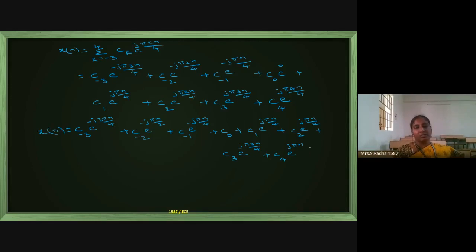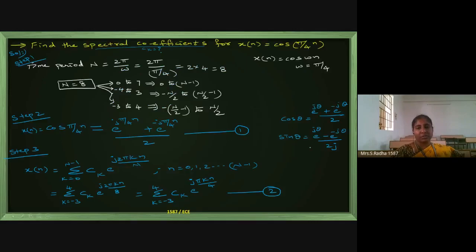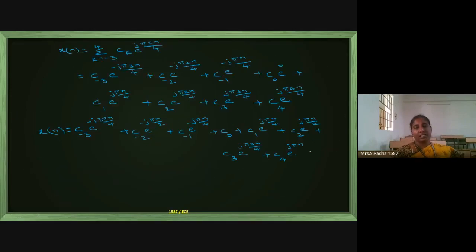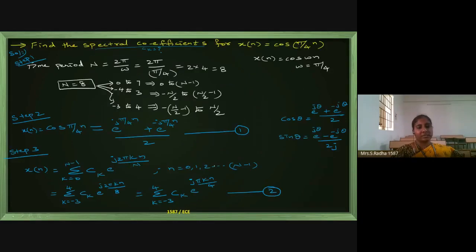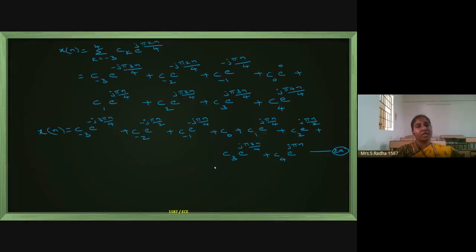Now, what is the equation number? I have given 2 already. I will take this as equation 2a, because 2 and 2a are one and the same. Just I have expanded, and wherever possible simplification is there, I have done. That's all. Now I will compare equation 1 and 2a.